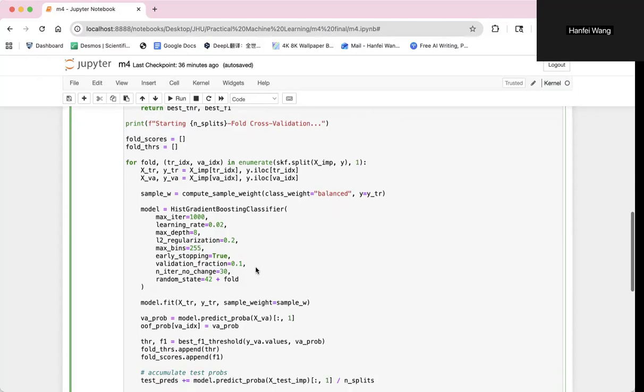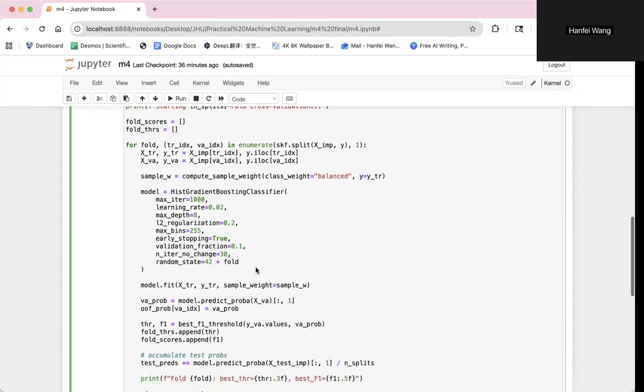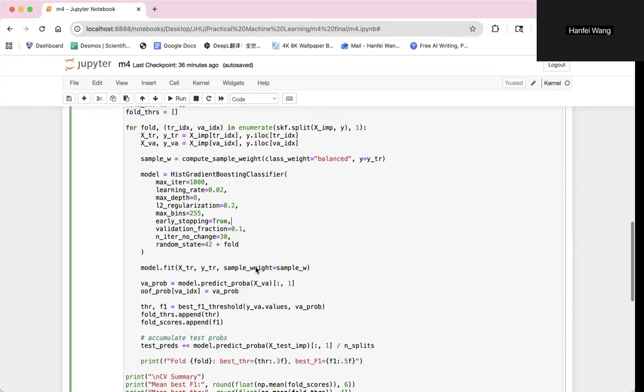To improve model fit and reduce overfitting, I used early stopping. The training process stops automatically when validation performance no longer improves. I also applied L2 regularization to prevent overly complex trees. These techniques help improve generalization to unseen data.